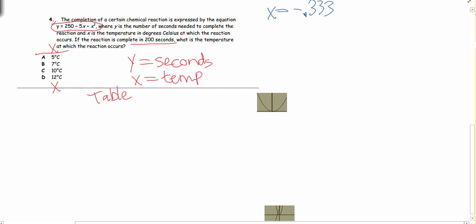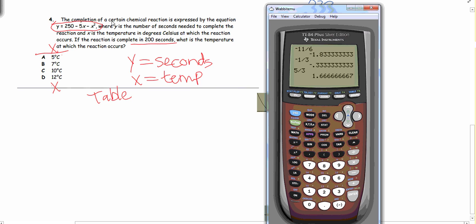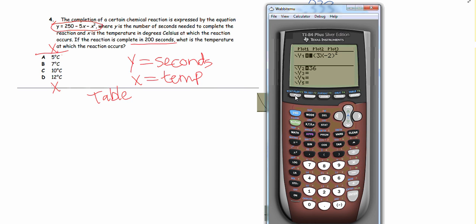So let's put this equation in and see what we get. Once again we're just going to go to our y equals, and we're going to clear out everything so we don't get confused. And let's just type it in and see what we can find. So we have 250 minus 5x minus x squared. And we're not going to graph it this time. We're going to use the table feature.